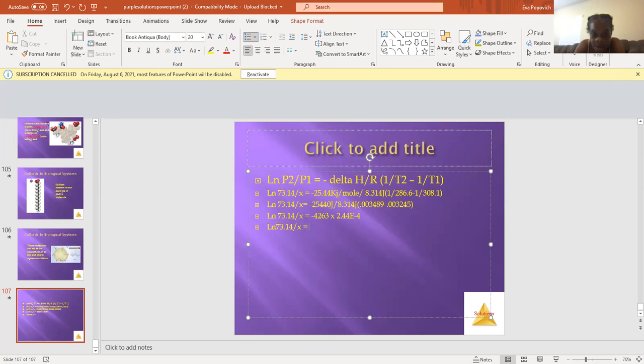Quick question. Did you divide your joules? You divided... No, I multiplied my joules. No, I didn't divide my kilojoules. I'm sorry, I meant your joule values. I changed my kilojoules into joules from line 2 to 3, and then from line 3 to 4 to get to 4263, I divided the 25,440 joules by 8.314 joules. Okay, just checking. All right.